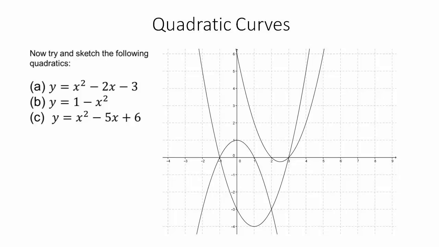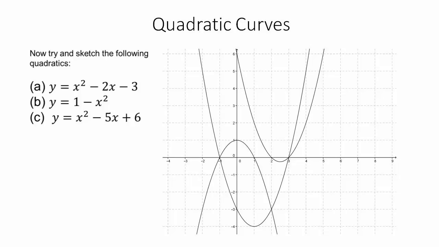I also know that it goes through minus 3 on the y-axis, because when x is 0, y is minus 3. Likewise for b, you can factorise this doing difference of 2 squares, but that's going to give you 1 plus x, 1 minus x, and because this is a minus x squared, this one's going to be upside down. But sure enough, after you solve 1 plus x, 1 minus x in brackets equals 0, you're going to find that x equals 1 or minus 1. And when x is 0, y is 1 as well. That's how we get that one.